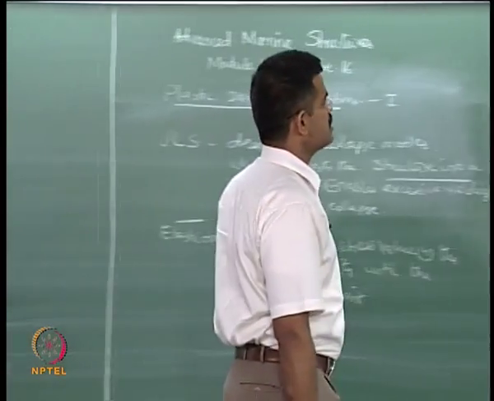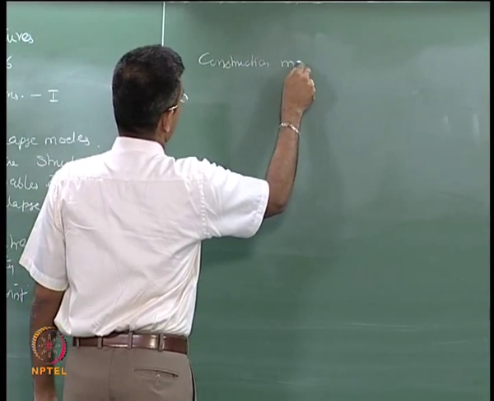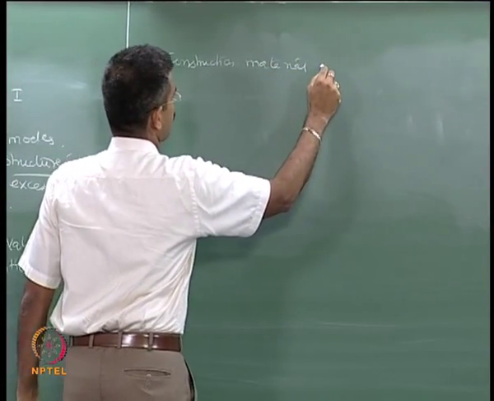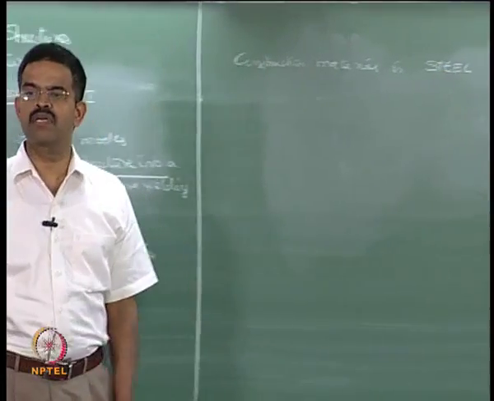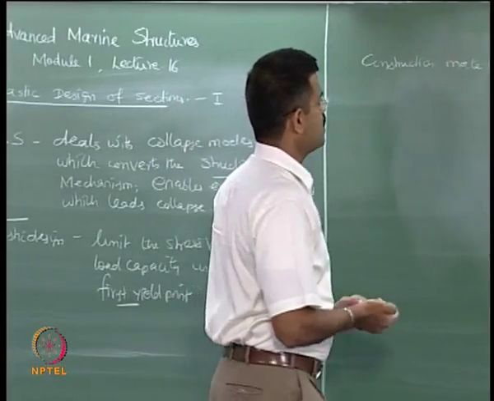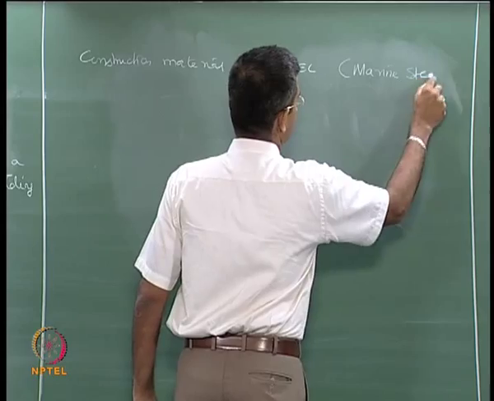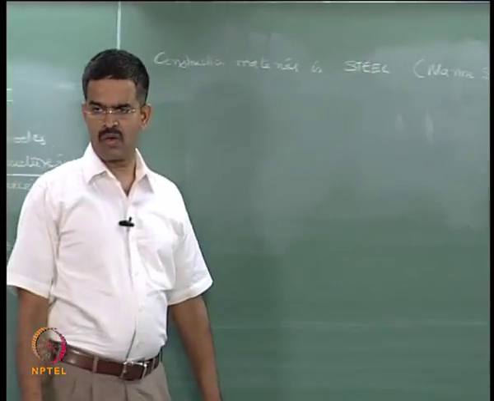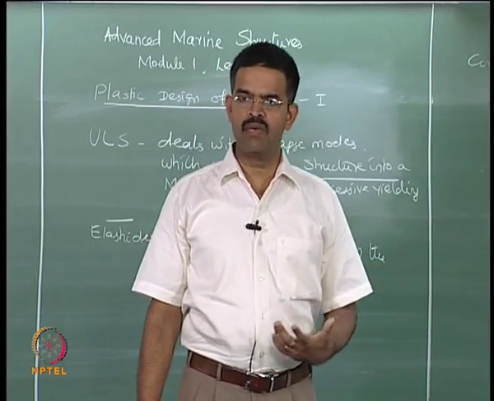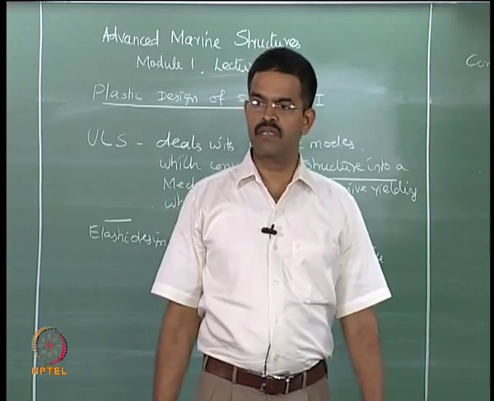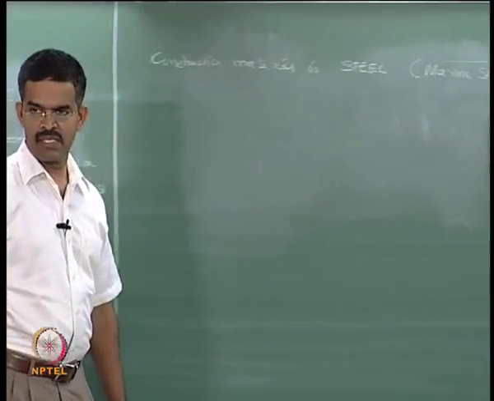Let us say the common construction material for marine structures is, of course, we all know steel, but steel has got different grades. To be very specific, I should say we should recommend what we call marine steel. The specification, the chemical composition and the structural characteristics of this kind of steel is available in other courses and standard literature. So, we are talking about a special quality or grade of steel which we call as marine steel.